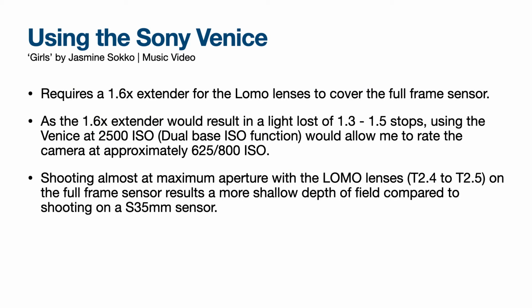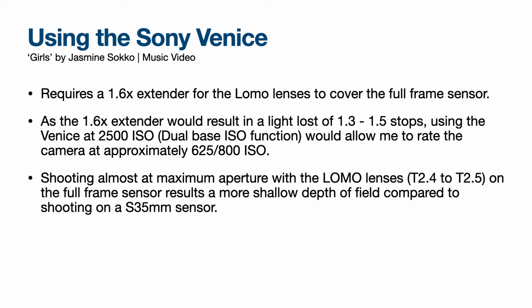So in order for the lenses to cover the full frame sensor, a 1.6 extender was used. This will also apply to Super 35 spherical lenses that cannot cover a full frame sensor. When using an extender, we will result in a light loss of about 1.3 to 1.5 stops. Hence, the dual ISO of the Venice was ideal. At a base ISO of 2500 and factoring in the light loss, I could still rate the camera at approximately 800 ISO.